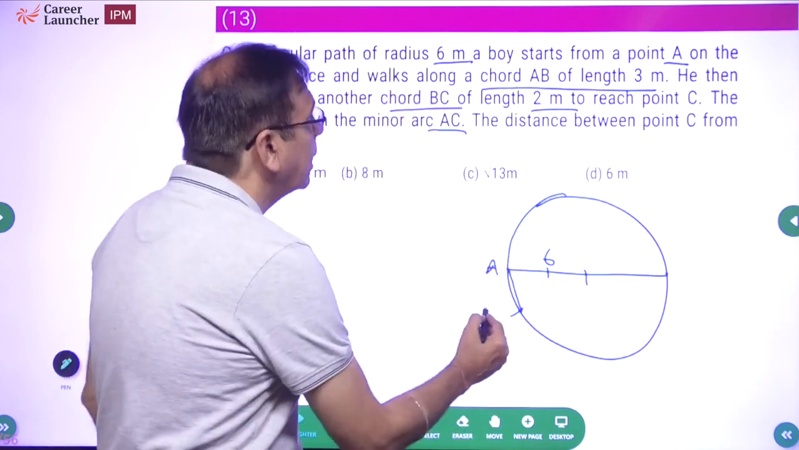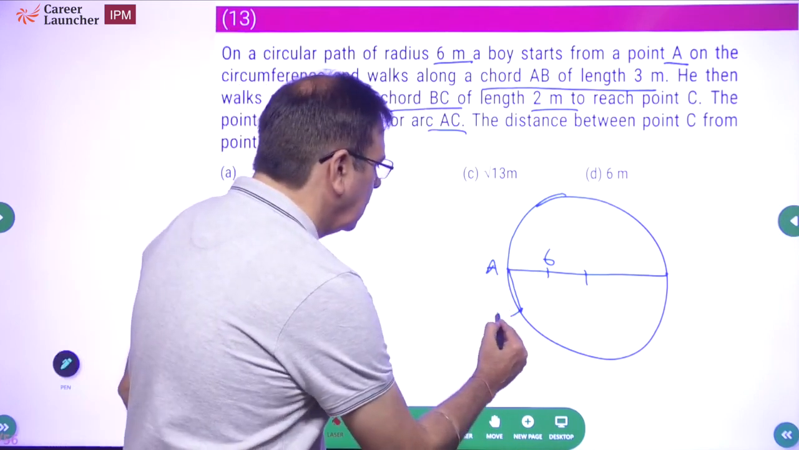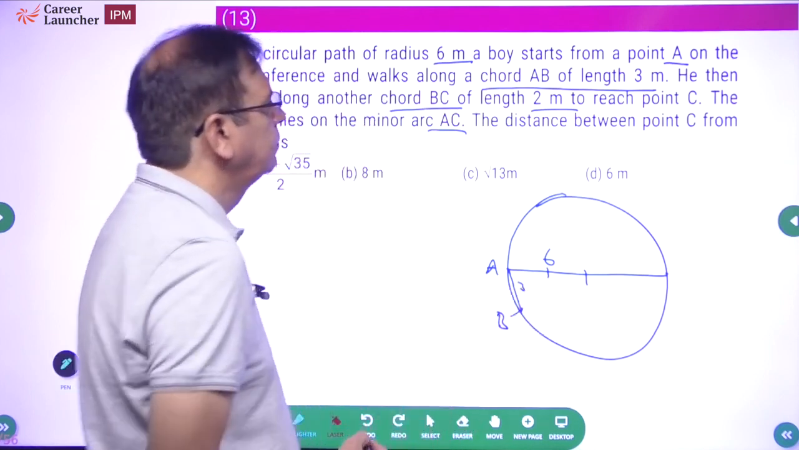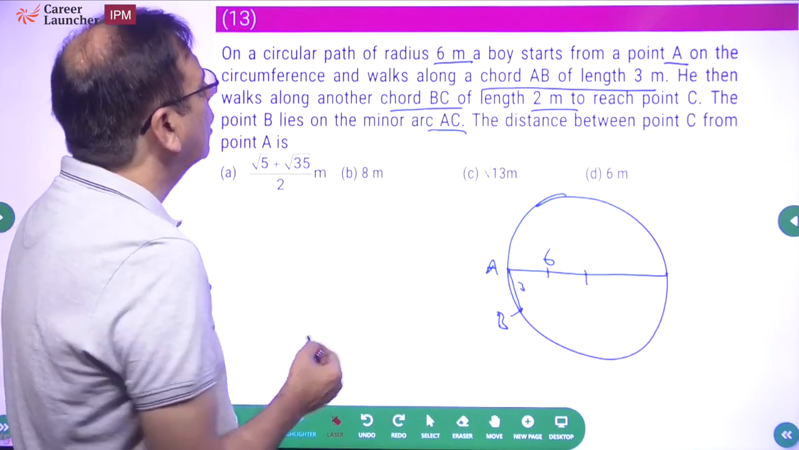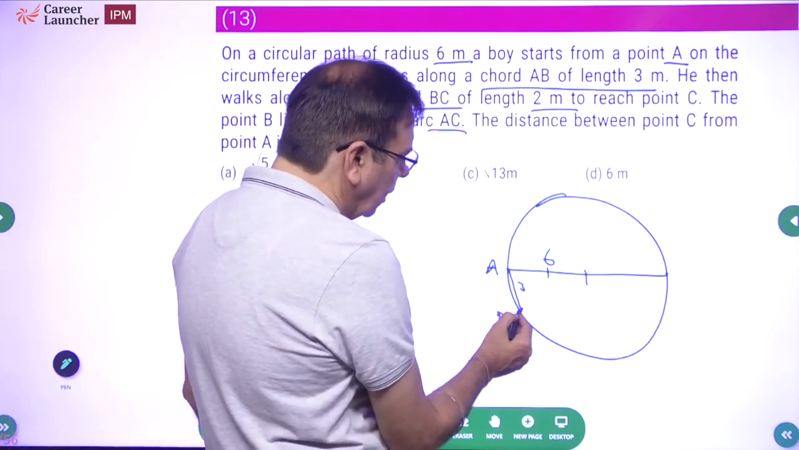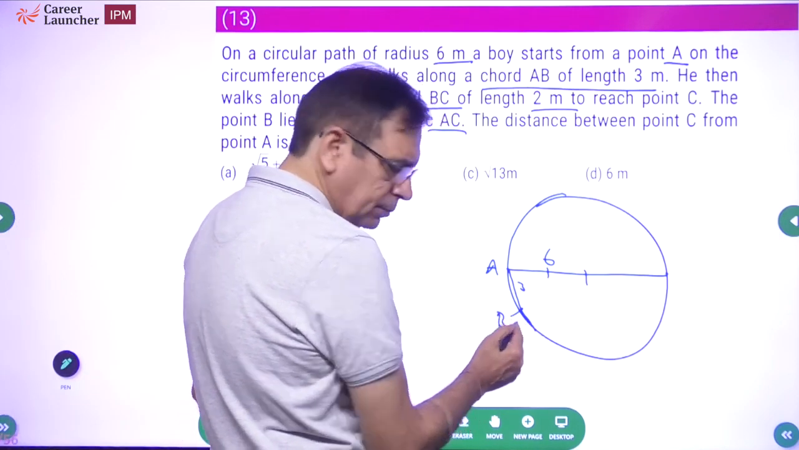Right? This is A, B. And what is this? This is 3. He then walks along another chord BC of length 2 meters. If it is 2 meters, it will be something like this.